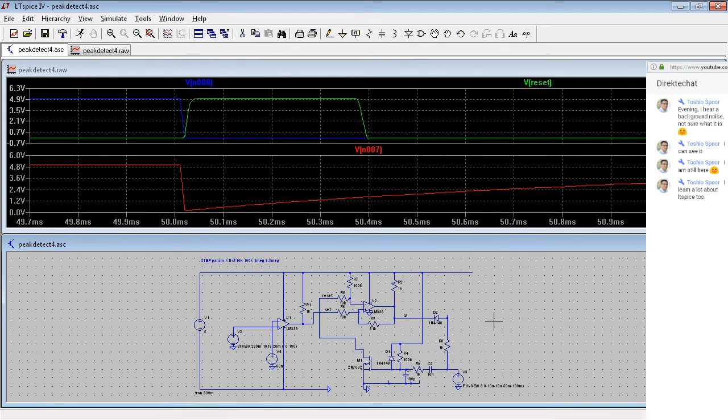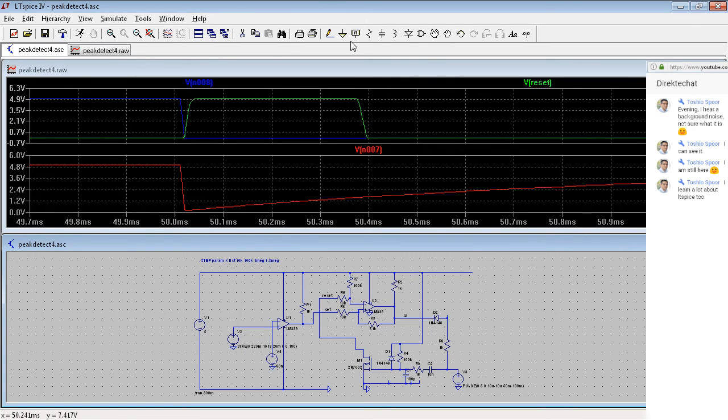LTSpice, I've used that since 2007, and when I recommend it to people, they're like, oh, it's really great, but it's so hard to implement stuff. But all that has changed. I see it more and more. I even see it at the university now. They are using it. It's really cool. And it's free. That's the best thing.